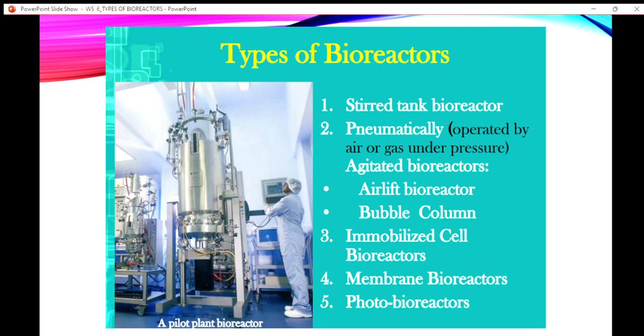Okay, so basically for types of bioreactor for your stage, I think you are focusing on these 5 different types of bioreactor only, which are stirred tank bioreactor, the pneumatically operated agitated bioreactors, there are 2, airlift and also bubble column bioreactor. Okay, and then immobilized cell bioreactor, membrane bioreactor, as well as the photobioreactor.